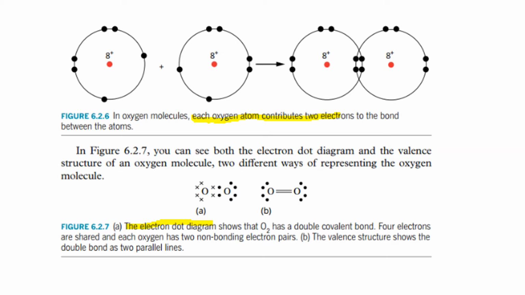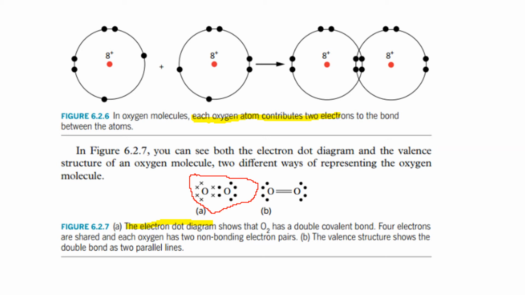Eventually, we have 8 electrons in that atom. Can we count that? If you look at diagram A, each oxygen will have 8 electrons. 1, 2, 3, 4, 5, 6, 7, 8. For the second oxygen, 1, 2, 3, 4, 5, 6, 7, 8. So I'm just going through this one here. So this first diagram is the electron dot diagram for oxygen.